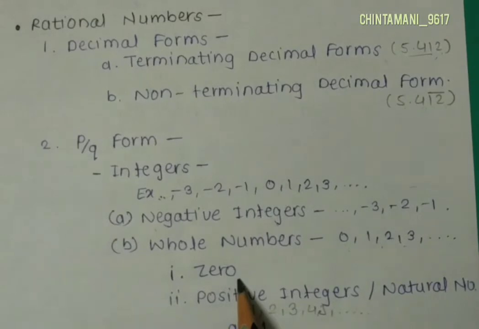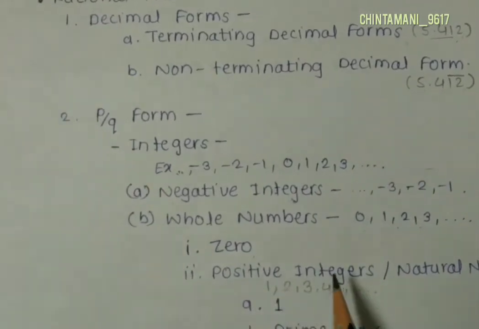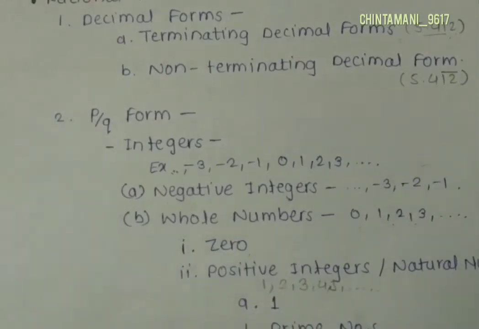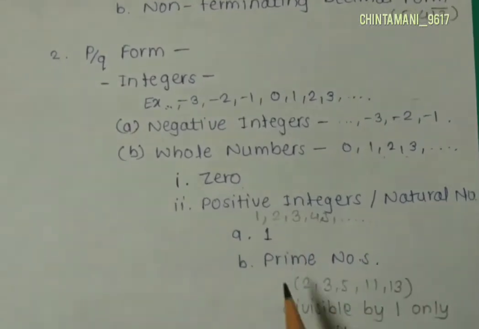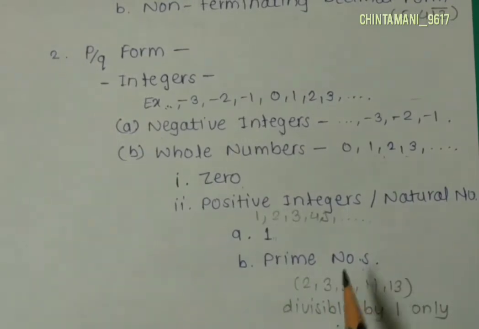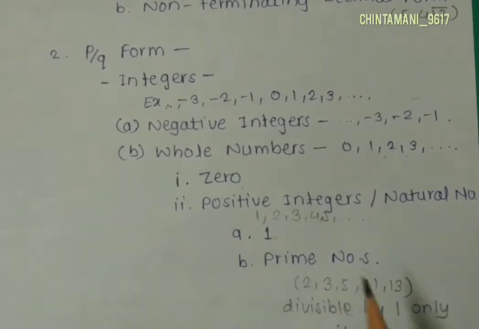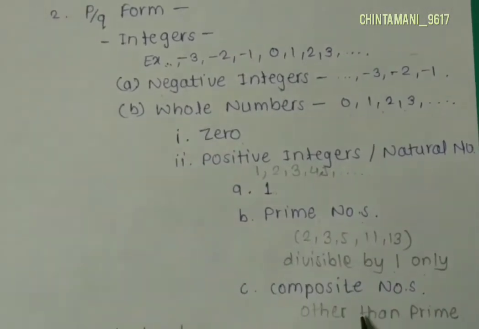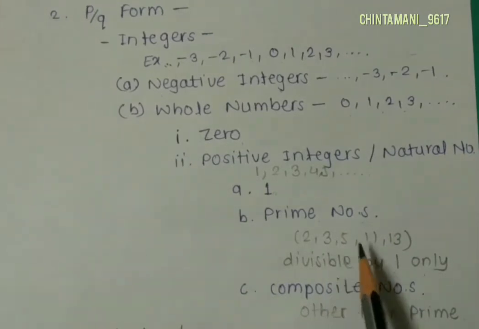In that, 0 is taken, and the positive integers, or we can say natural numbers, 1, 2, 3, 4, 5, and so on. Then 1 and the prime numbers. What are the prime numbers? Divisible by itself or 1, we call it a prime number. And what are the composite numbers? The remaining numbers, other than the prime numbers and 1, we call composite numbers.